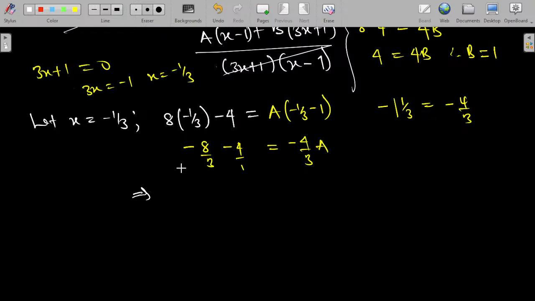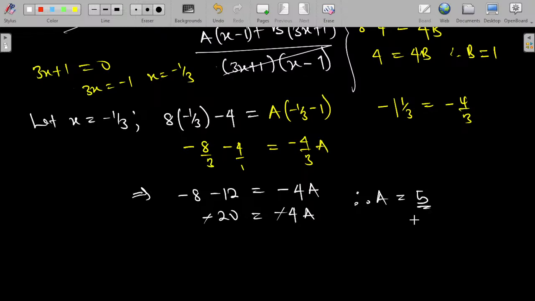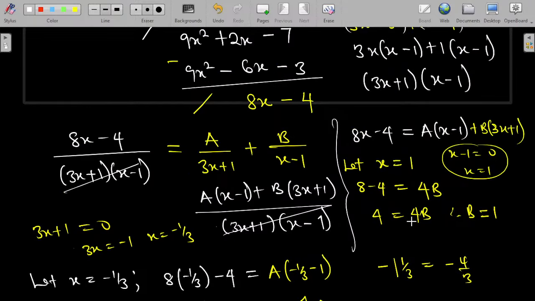So if I remove these fractions by multiplying through by 3, this one will give me minus 8, then this one times 3 is minus 12, equal to this one times 3, it will clear the fraction, so I'll have minus 4a. So minus 8 minus 12 is minus 20, equal to minus 4a. So you divide both sides. Of course, minus minus will cancel out. Then if you divide both sides by 4, you will get that our a is equal to 5. Wow, this is very beautiful. So you have our a as 5 and our b as 4.